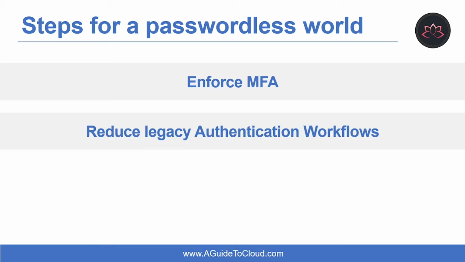The second step towards a passwordless world is to reduce legacy authentication workflows. So you need to figure out how to place apps that require passwords into a separate user access portal and migrate users to a modern authentication flow most of the time. At Microsoft, only 10% of their users enter a password on a given day.